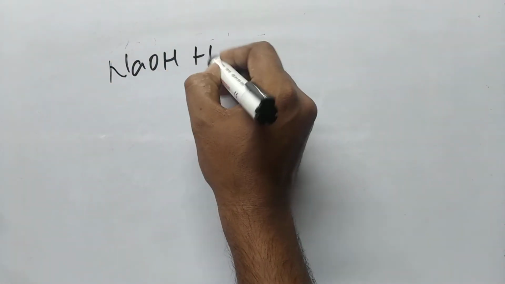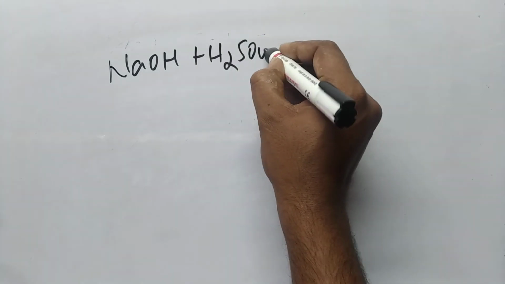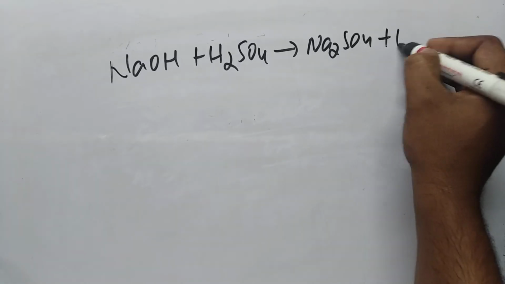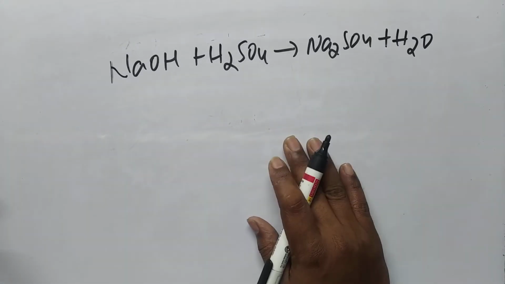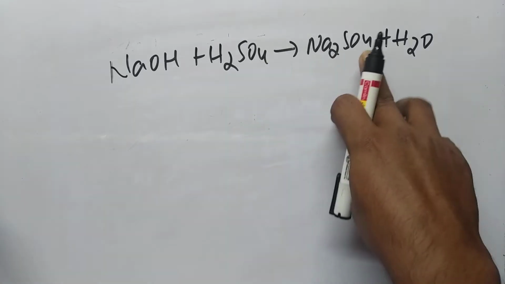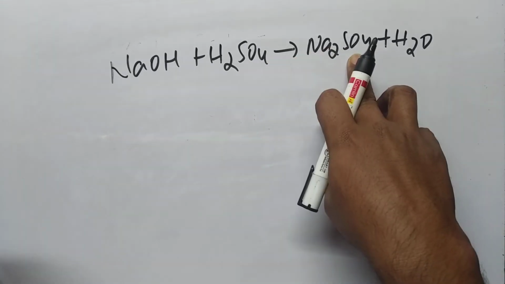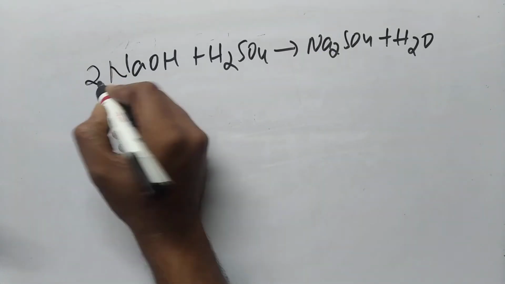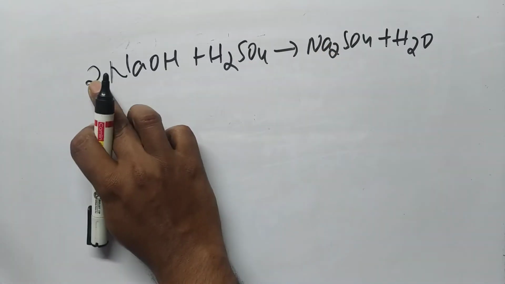NaOH plus sulfuric acid gives rise to sodium sulfate plus water. Okay, here we need to balance. We can see the sulfate is already balanced. So next we'll take the sodium. We have 2 sodium here and 1 here, so I will write 2 here. Directly we can balance sodium, 2 and 2.